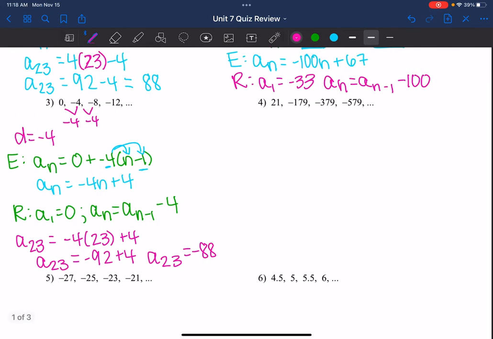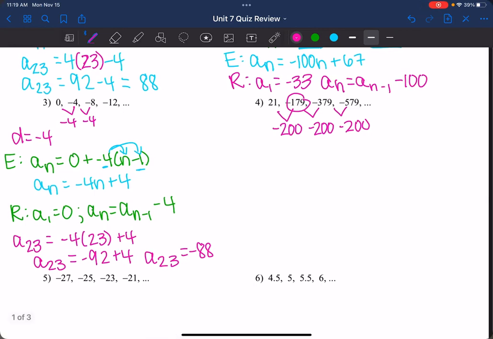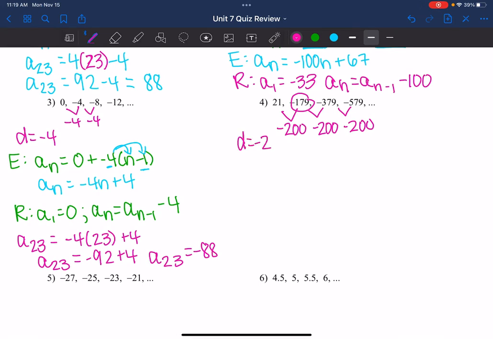All right, so now we have number 4. Again, we want to find that common difference. This one looks a little bit more challenging, so we probably want to say, okay, negative 179 minus 21. So negative 179 minus 21 means that there is a difference of 200 here. And you can tell right here that it also is minus 200, minus 200. So you take the second term and subtract it from the first term to get that common difference. So my common difference is negative 200.